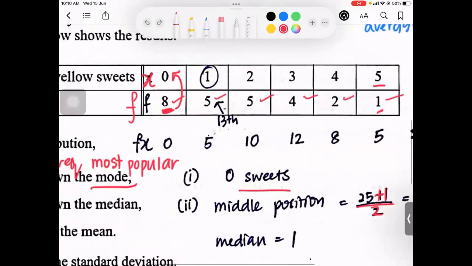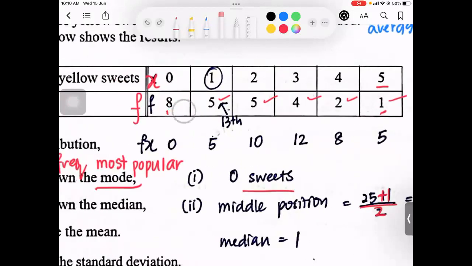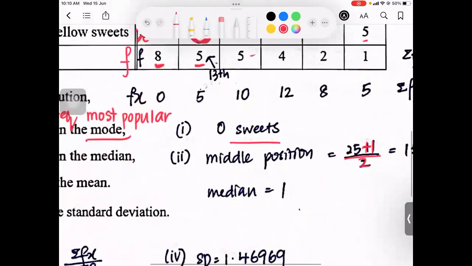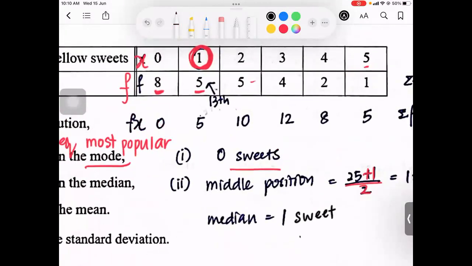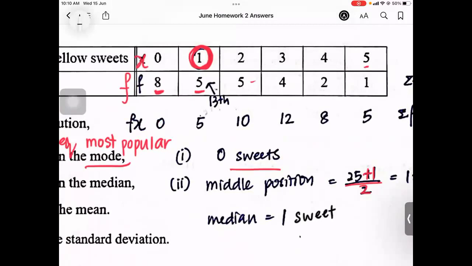How do I find the 13th value? How do I count? The first 8 is over here. 8 plus another 5. 8 plus 5 is 13, right? So the exact 13th is right inside here. So what is the data value? The 13th number, what is its data value? The data value is 1. So the median, oh, forgot to write, 1 sweet. The median for the data value will be 1 sweet. That 13th number is 1 sweet.